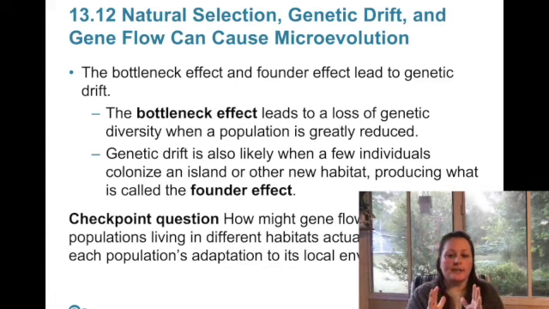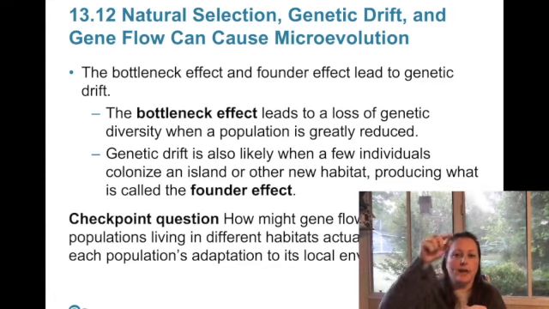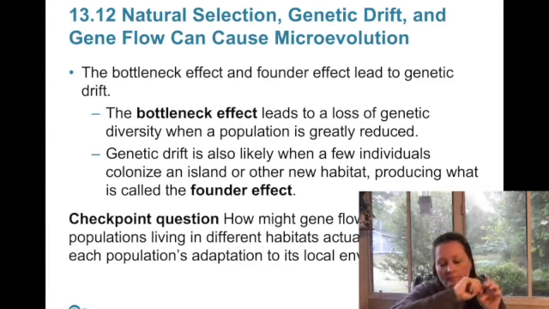So you have all this stuff here, you're trying to get it out the other end, the narrow end, that's going to affect what comes out. So that's pretty much what this is. The bottleneck effect leads to a loss of genetic diversity when a population is greatly reduced. It goes from here to here. So you're going to lose something in that quick change.